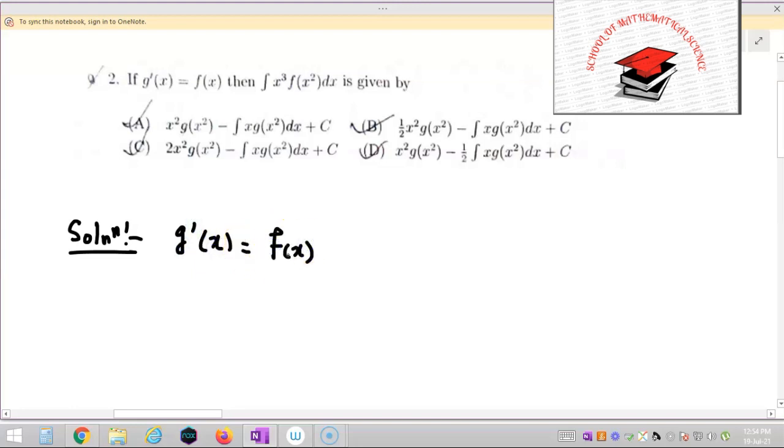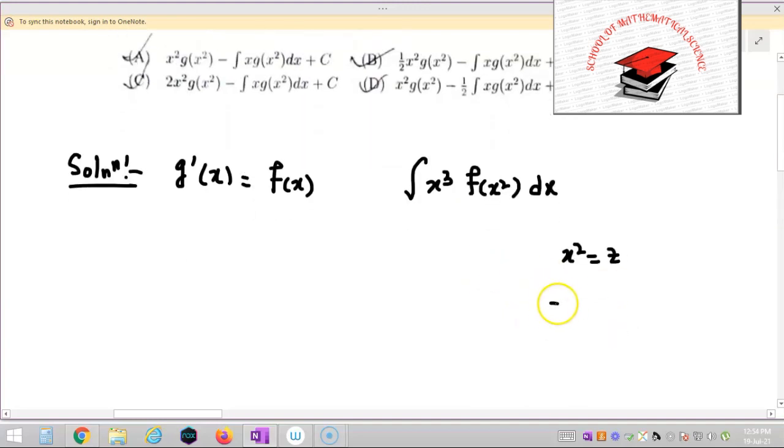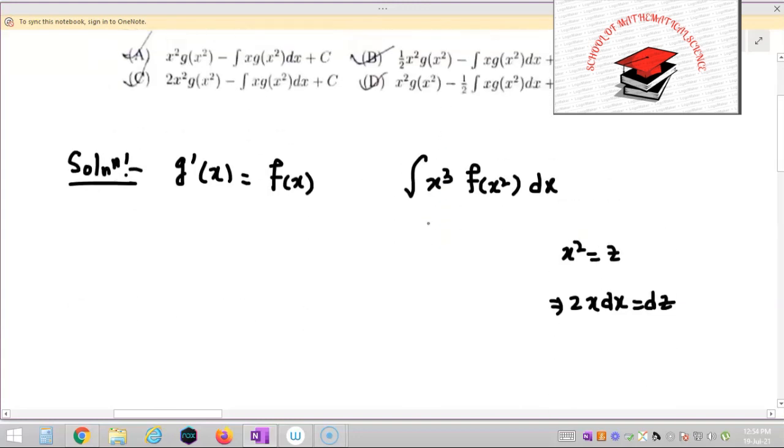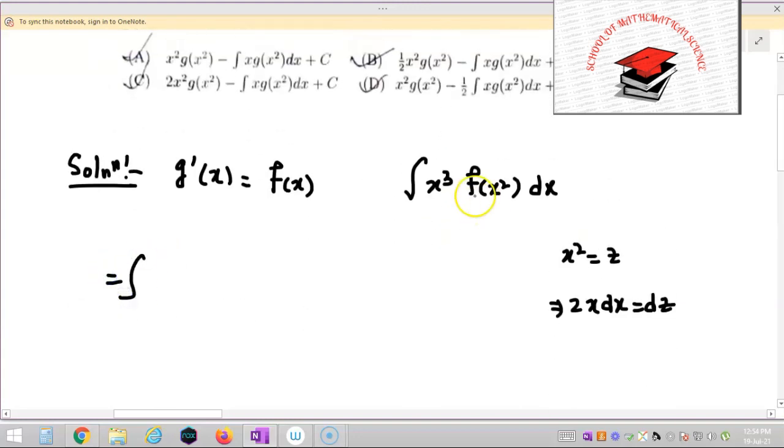Then we need to integrate x cube f of x whole square dx. So what I am going to do is put x square equal to z. If I put x square equal to z, then it will become 2x dx equal to dz, right? So I can write this integration as, putting x square equal to z and the remaining x dx as 1 by 2 dz, and f of z dz.